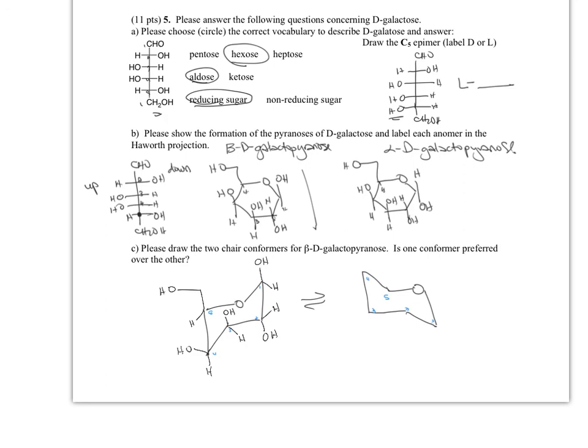So once again, going back to the other chair, carbon 1, we've got an OH up, a hydrogen down. Carbon 2, an H up and an OH down. Carbon 3, an OH up and a hydrogen down. Carbon 4, an OH up and a hydrogen down. Carbon 5, we have the CH2OH group up and a hydrogen down.